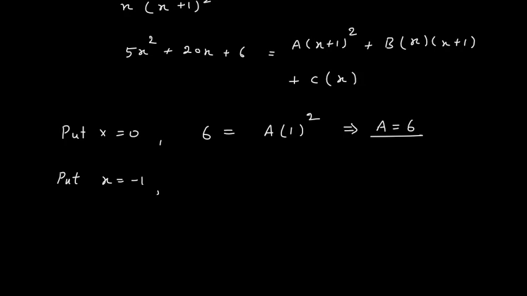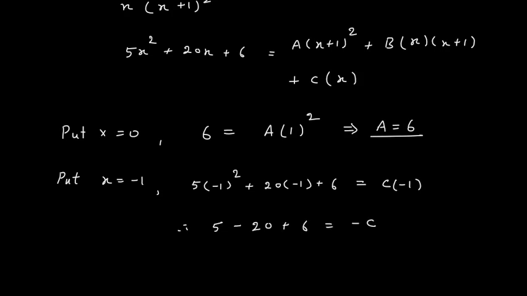So x is equal to minus 1 will give me 5 into minus 1 square plus 20 into minus 1 plus 6. This is equal to, we have substituted x is equal to minus 1, so this term will become 0. This term will become 0. And here I have c into minus 1. So minus 1 square is 1, so here we have 5. This is minus 20 plus 6 is equal to minus c.